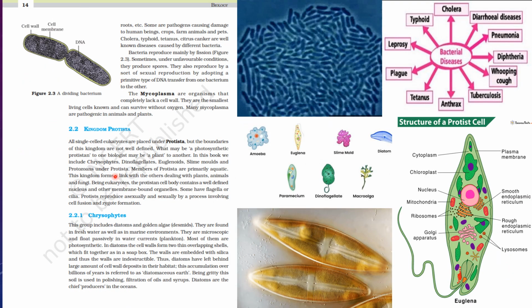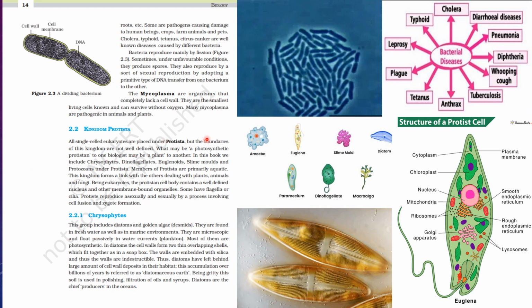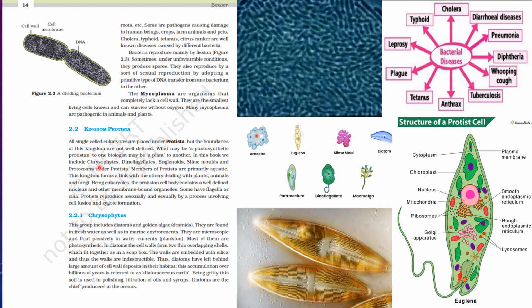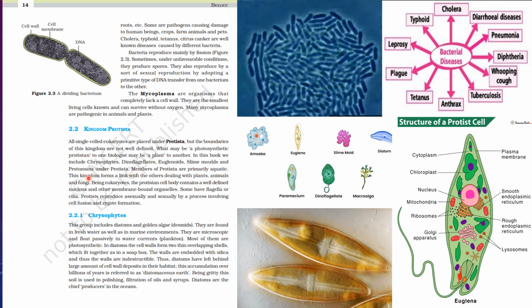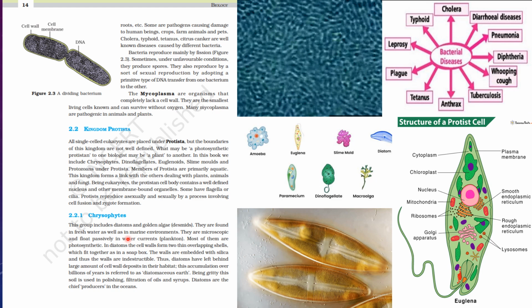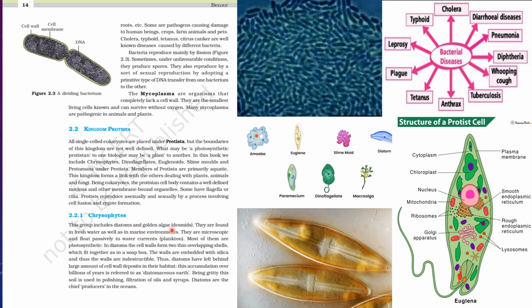Now the Protista. In the kingdom Protista, all single cell eukaryotes are placed. Their members include chrysophytes, dinoflagellates, euglenoids, slime molds, and protozoans. The first one is chrysophytes. Chrysophytes include the members called diatoms and golden algae.